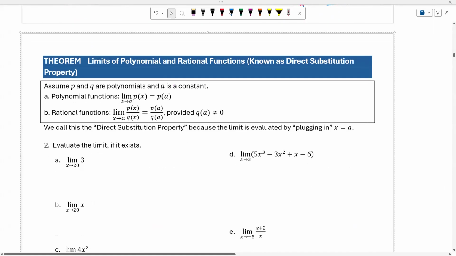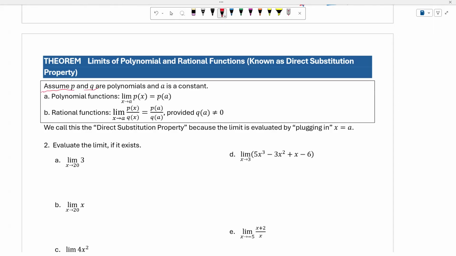Now, let us talk about taking the limit of polynomial functions and also rational functions. Then it's known as the direct substitution property. So we assume that P and Q are polynomials, and A is a constant. So in this case right here, if we take the limit x approaches A of P of x, the answer that we have will be P of A.